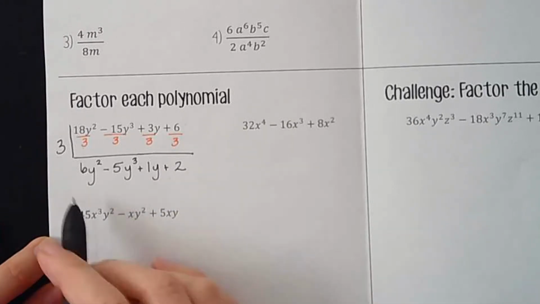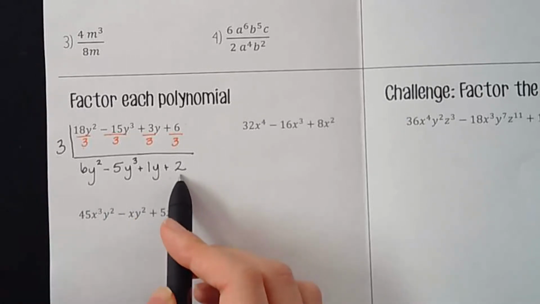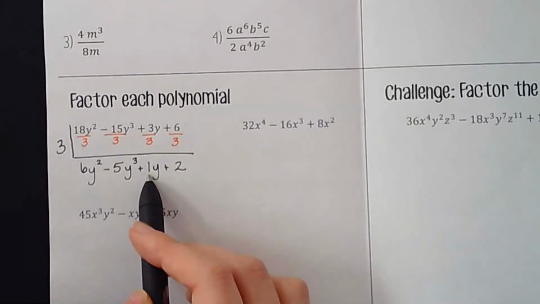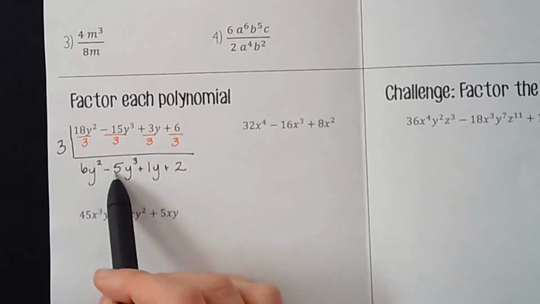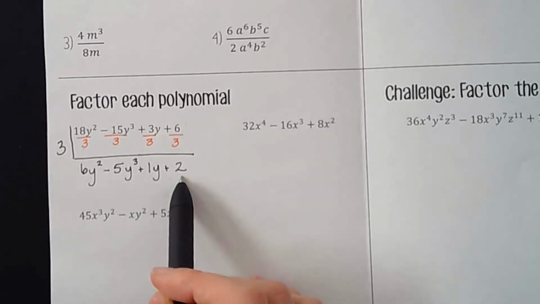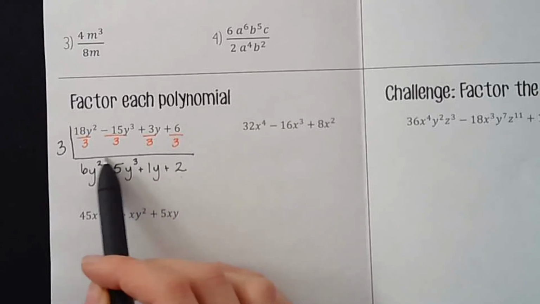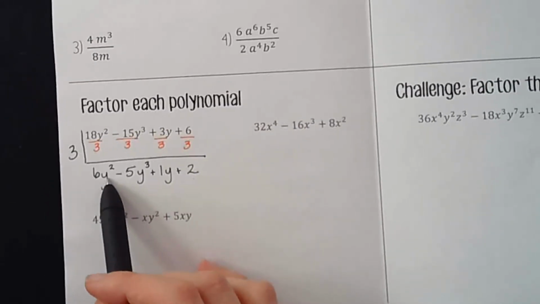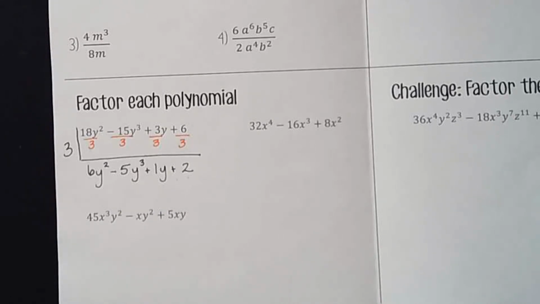If I look at my coefficients, I have a 6, a negative 5, a positive 1, and 2. Well, the only thing I can divide 1 by is 1. So if I divide all of these terms by 1, nothing's going to change. So I know that my GCF here is 1. That's the largest thing I can factor out. That means I am done factoring. I can't pull anything else out of that polynomial.